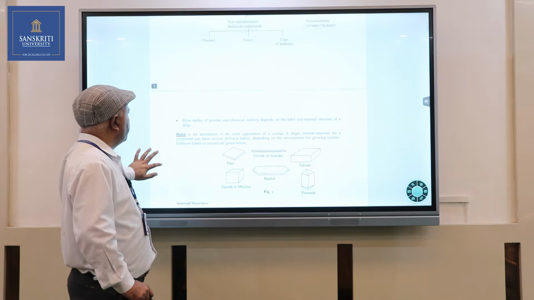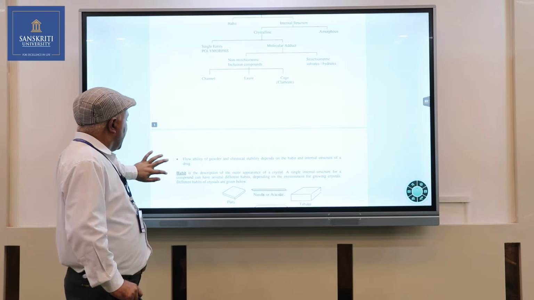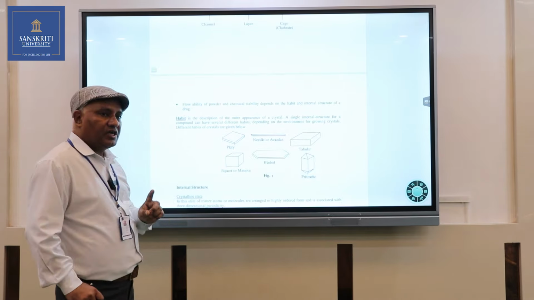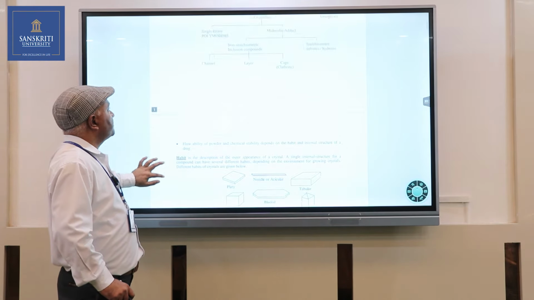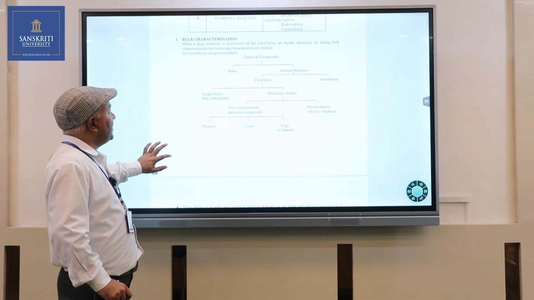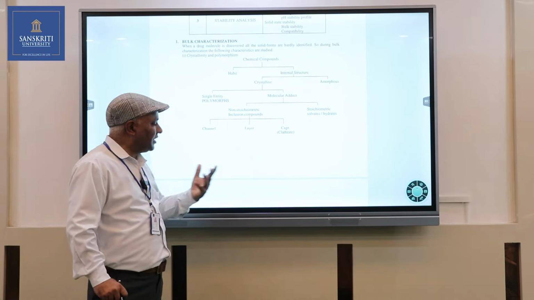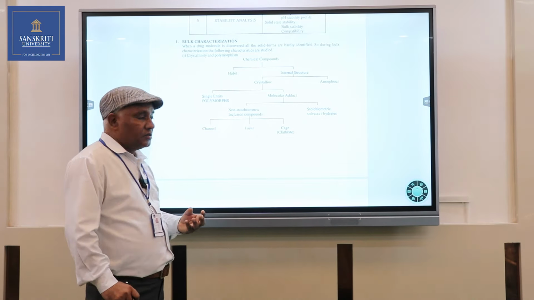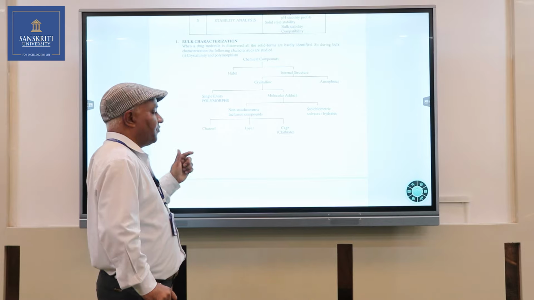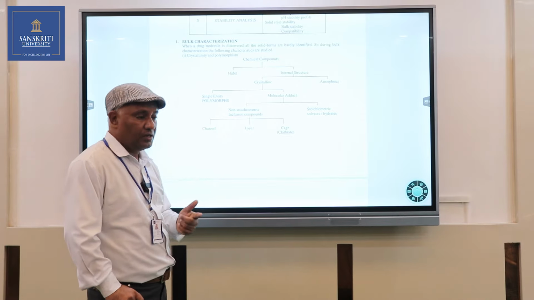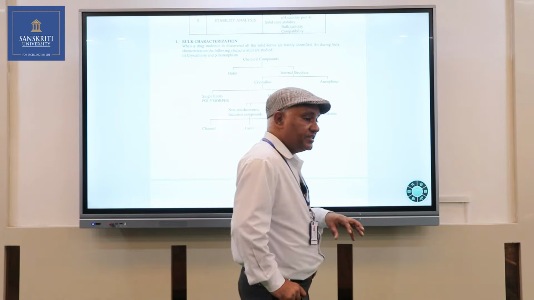One more important point about the bulk characterization: despite having the crystalline and amorphous forms, we have polymorphs also. Polymorphs means a crystalline drug can be available in more than one type of habit. A drug can have polymorph A, polymorph B, polymorph C. Now the question is why we need to identify these kinds of polymorphs.